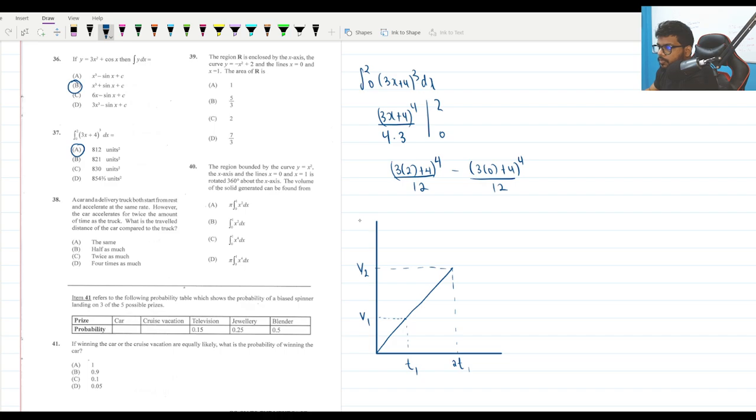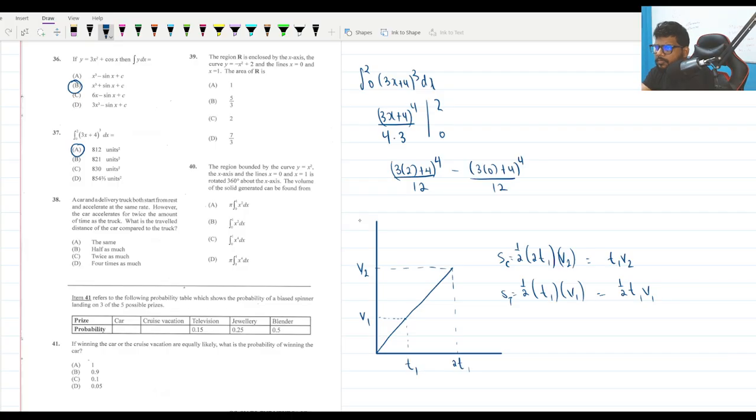So the distance of the car is going to be the area of the triangle. So it'll be half base by height, there's the car, and the distance of the truck is going to be 1/2 base by the velocity of the truck. This is S and this is S. So car and truck, which is equal to half of 2 is 1, so this is T1 V2, and this is a half T1 V1.